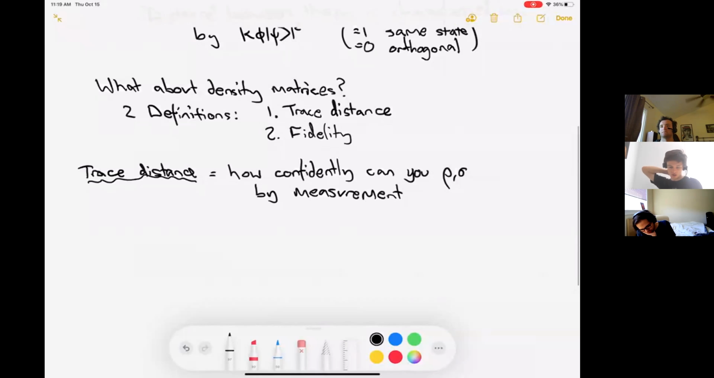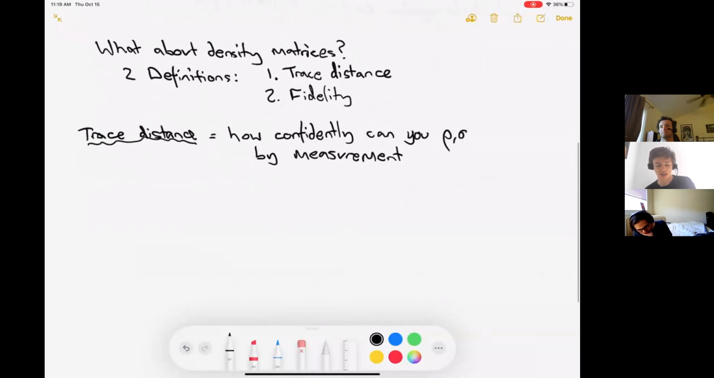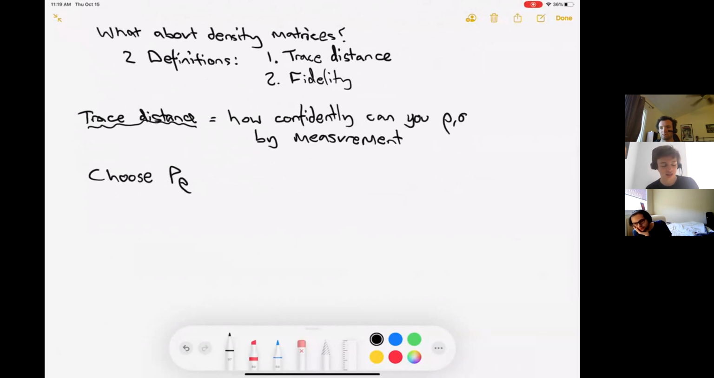Okay, so we want to do some measurement that has some projector that we can maybe call P rho, that corresponds to a conclusion that the state is rho. And then we obviously have P sigma. It's the opposite conclusion, so it's equal to the identity minus P rho.